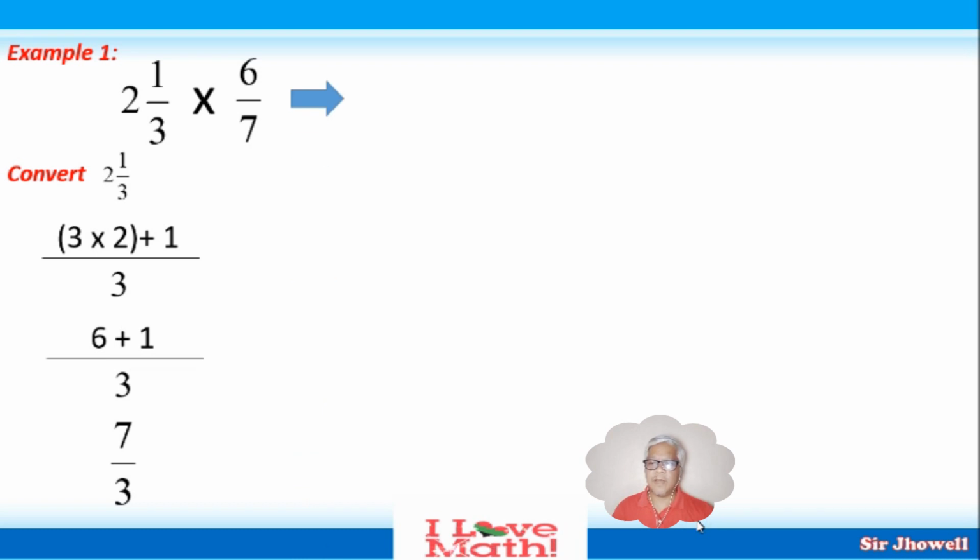Now, ano ang magiging bagong tanong? Instead of 2 and 1/3, we'll be using 7/3. Kaya, ang tanong na natin ay 7 over 3 times 6 over 7. Now, we will consider 7 as our A dun sa 7 over 3, and 3 is our B. 6 is C, and another 7 is D. Tandaan nyo to. Okay.